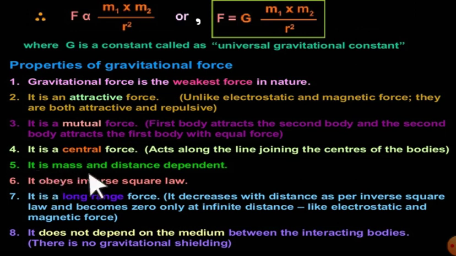Next, it is mass and distance dependent. That means your gravitational force is dependent on the masses and the distance, isn't it? So your gravitational force is mass and distance dependent. It depends upon mass as well as on distance. It obeys the inverse square law. You see in the equation here, there is a square term in the denominator, okay.